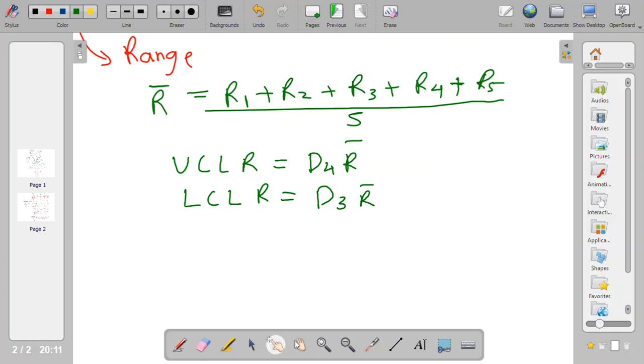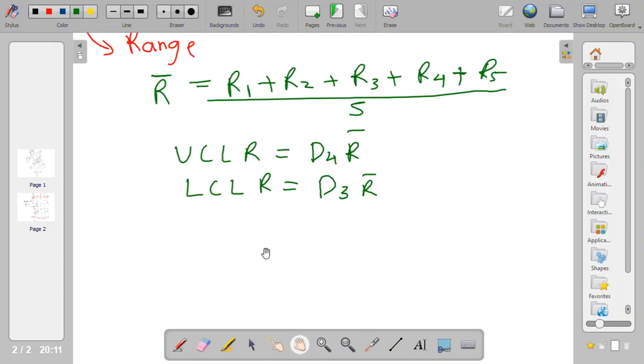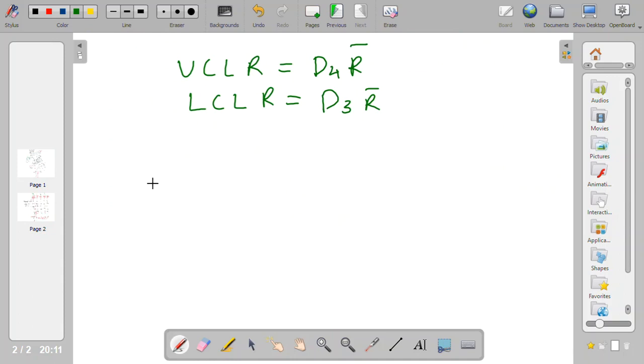Now next is the P chart. What is a P chart, and when do we use it? First I'll write the average value of P. How will we find it? I'll explain, and I'll write the definition. This is the central line.